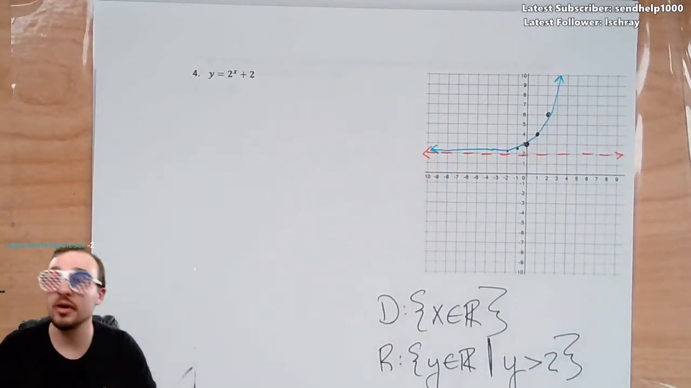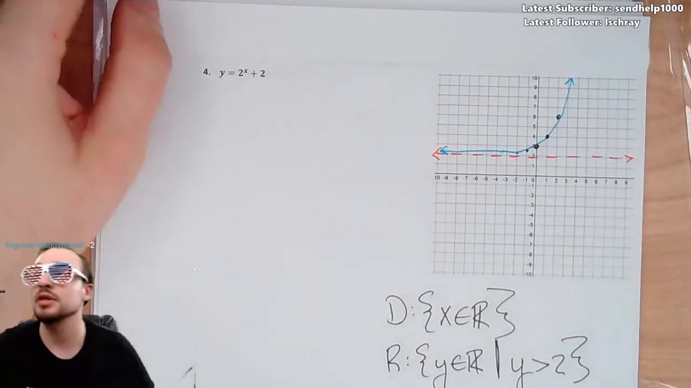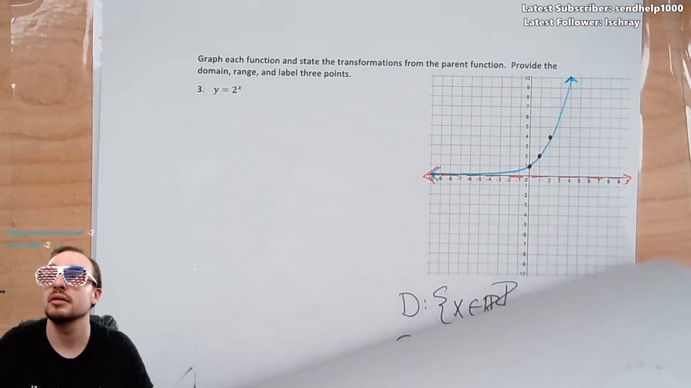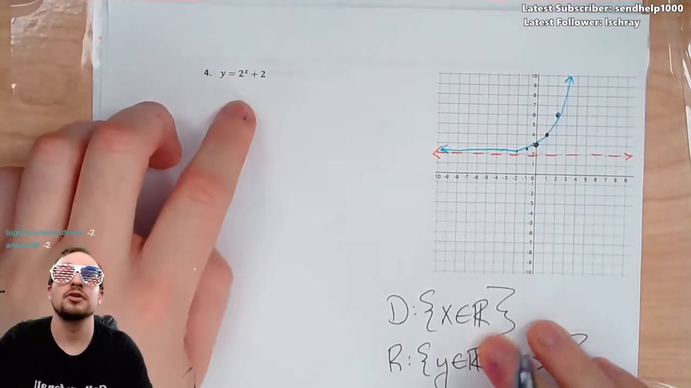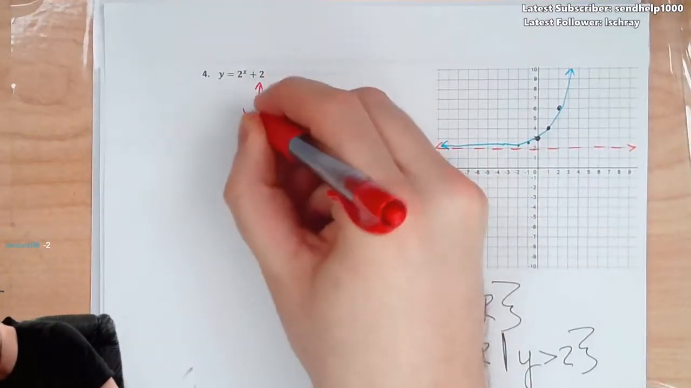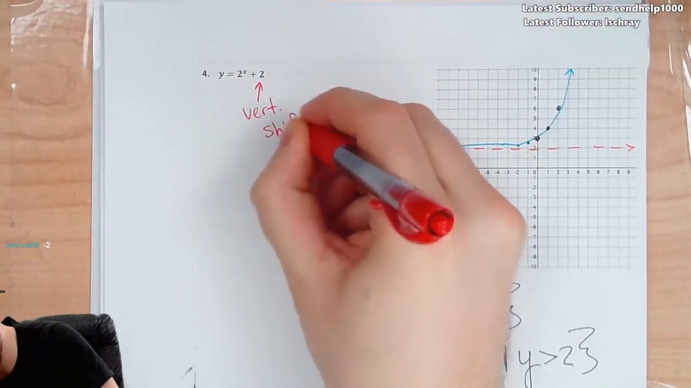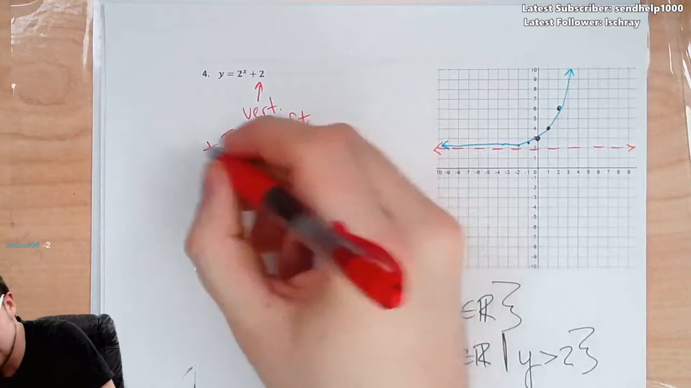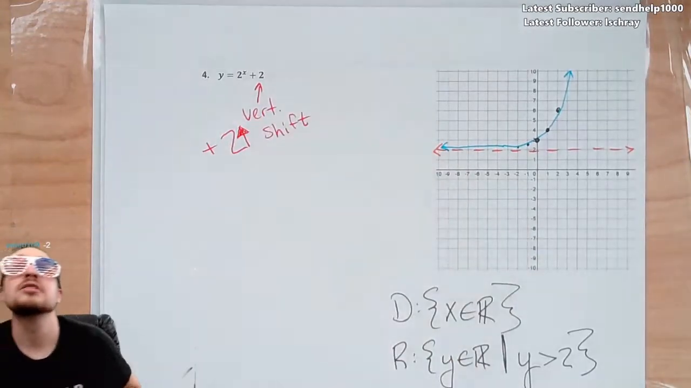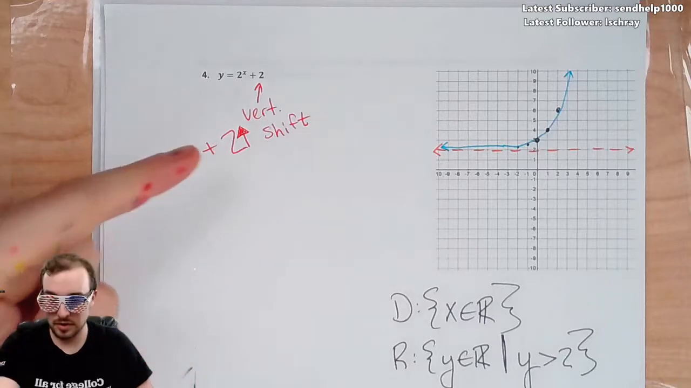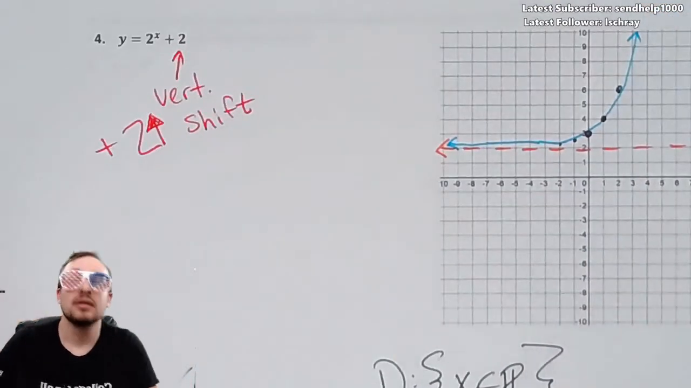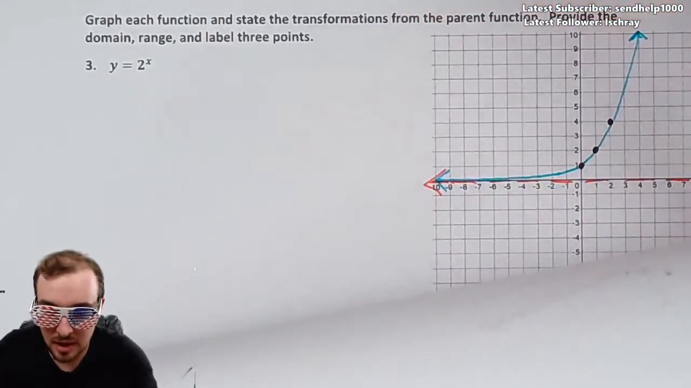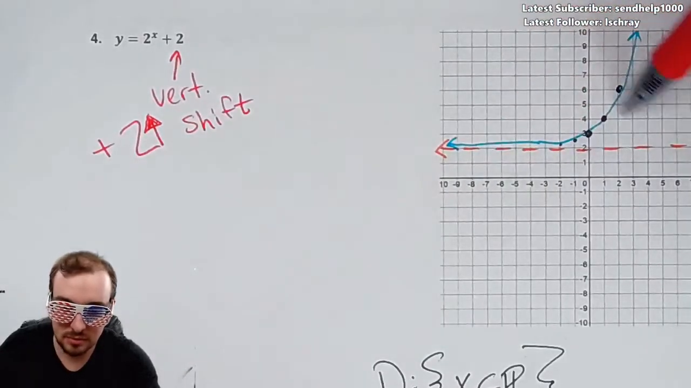Awesome, okay. So we also are supposed to talk about the difference from the parent function. Well, the parent function is the basic one, right? y equals 2 to the x. So the transformation we did here is a vertical shift. It shifts it up and down. The d goes up and down, and so it shifts it by 2. It moves up 2, because it's a +2 on there. So what did we need for the directions? We needed the transformations, done. Provide the domain and range, done. Label 3 points. Yeah, good enough.